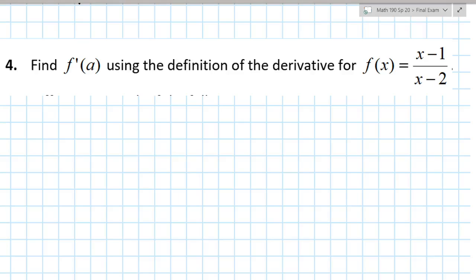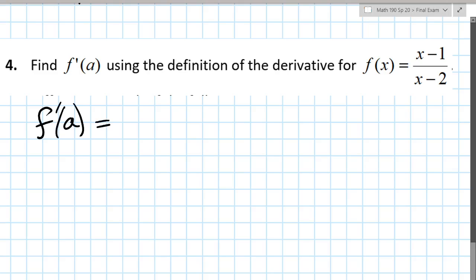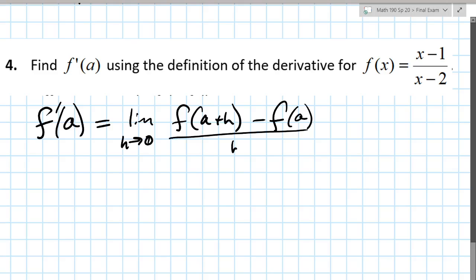We want to take the derivative using the definition for the derivative. So in order to do that, we need to remember what the definition of the derivative is, and this is a pretty important definition. f prime of a is the limit as h approaches 0 of f of a plus h minus f of a, all over h. So we're going to use this to find the f prime of a.